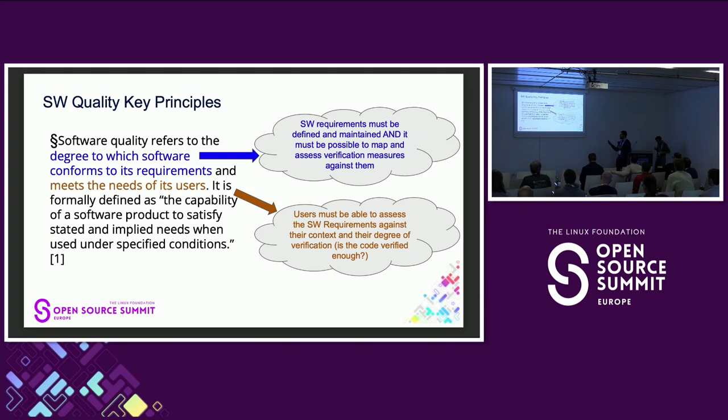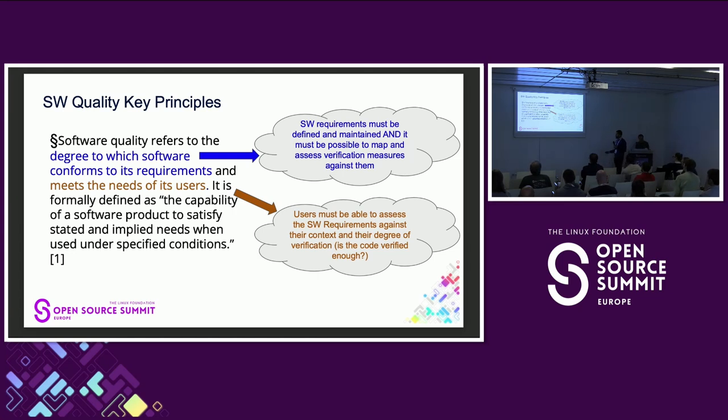Okay. And the second part, the degree to which software meets the needs of its users. It means that if there is an integrator, such an integrator must be able to assess the software requirements against their context and also the degree of verification. So, for example, if there is an automotive vendor that wants to integrate Linux, it must be able to assess if the Linux requirements are compatible with its own requirements and also if the verification measures are compliant, for example, with the safety integrity level that is targeted, right?